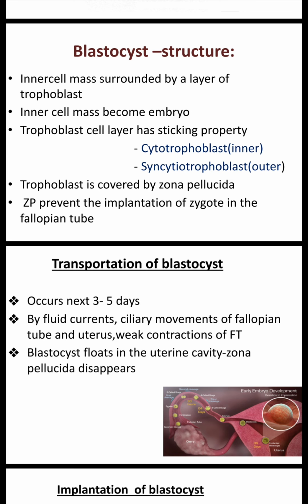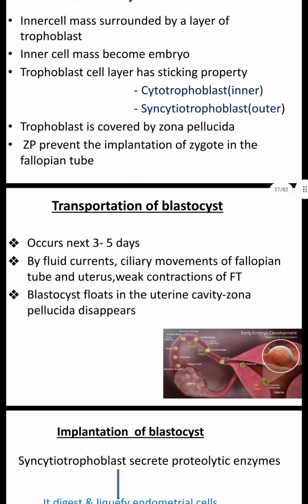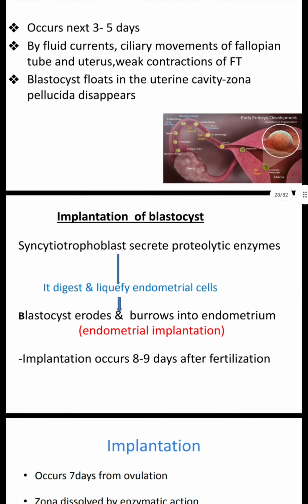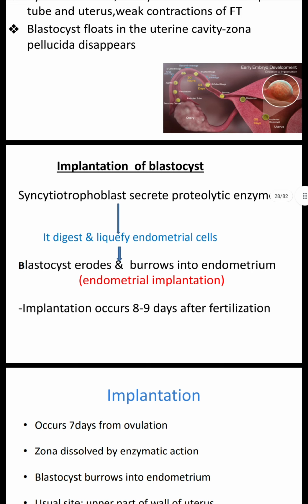Now the blastocyst has to be transported. For the next 3 to 5 days, this happens by fluid current, by the ciliary movement of the fallopian tube and by the ciliary movement of the uterus. Then there will be weak contraction of the fallopian tube. The blastocyst floats in the uterine cavity and the zona pellucida will disappear. When the zona pellucida disappears, it becomes sticky and there will be implantation of the blastocyst.